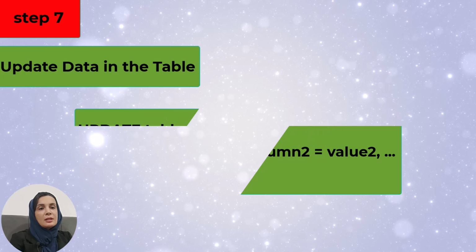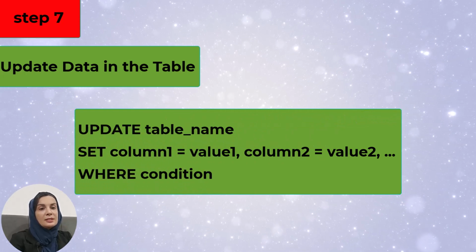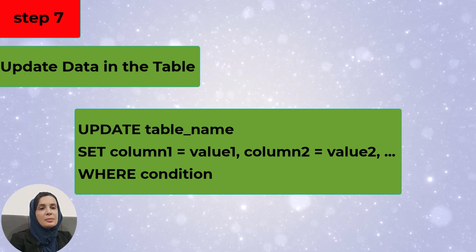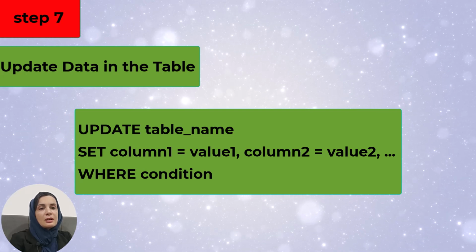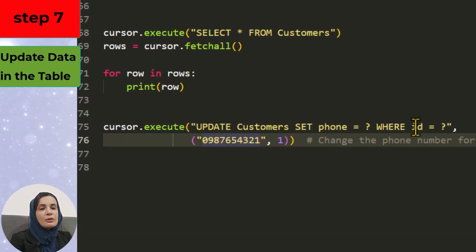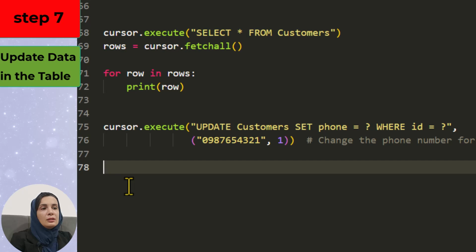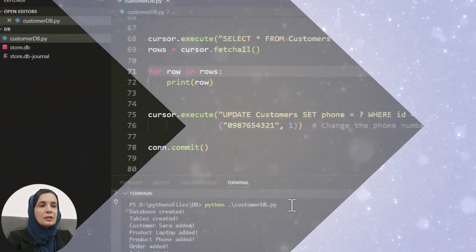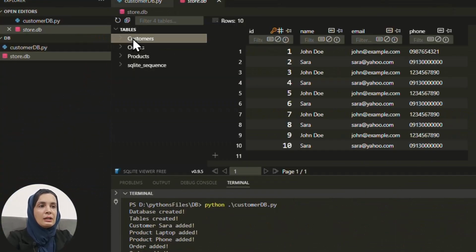If you want to update a customer's information, you can use the UPDATE SQL command. Here's an example of updating the phone number of a customer with a specific ID. Update a customer's phone number. SET phone equals question mark. This updates the phone column. WHERE id equals question mark. This specifies the condition, updating only the customer with ID equal to 1. Commit the change. Save the updated data. Run our program and see our database.